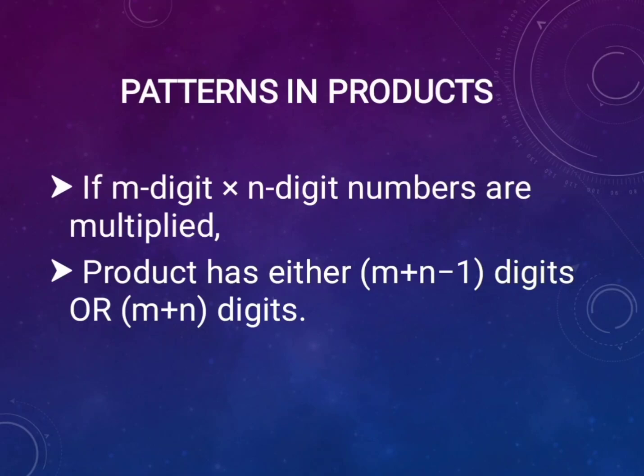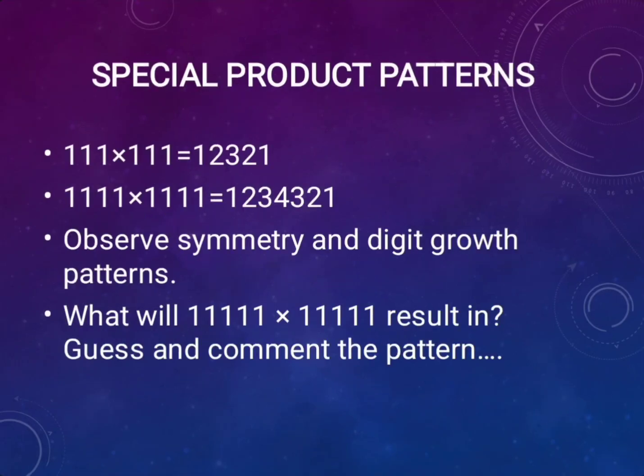Patterns in products. If m digit and n digit numbers are multiplied, the product has either m plus n minus 1 digits or m plus n digits, and this is the generalized rule. So here we have special product patterns: 111 into 111 which is 12321, and 4 ones into 4 ones, 1234321. So when 4 digit numbers are multiplied, we get 7 digits in the product, and the first 3 digits and last 3 digits are reversals and the middle digit will be the next successive number, and this is how the pattern continues. Comment the pattern when 5 ones are multiplied by 5 ones.